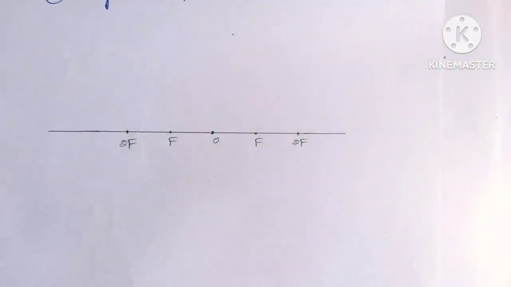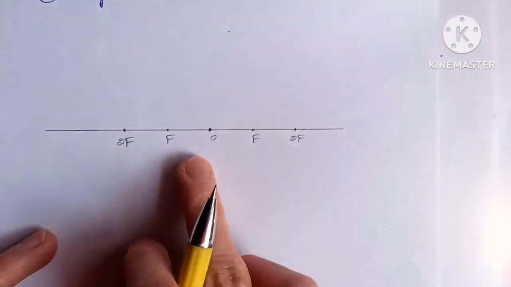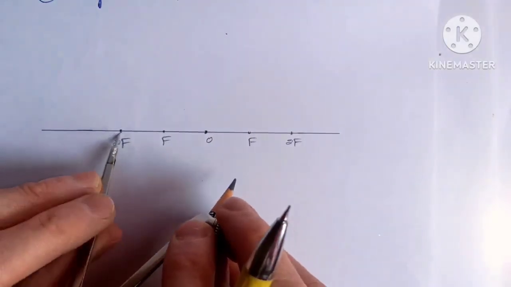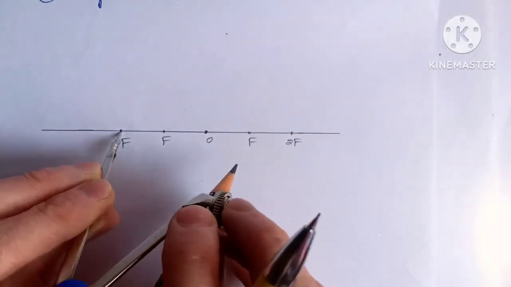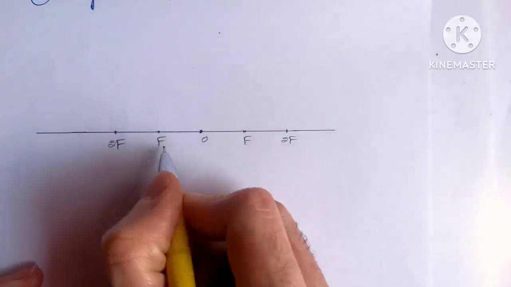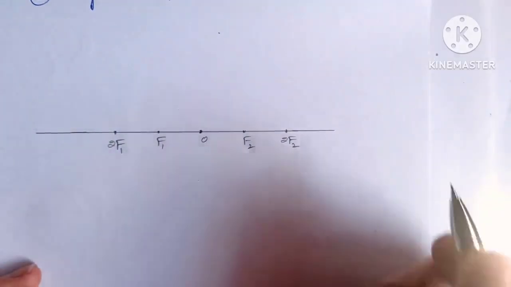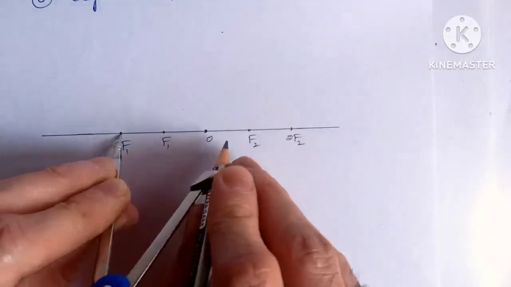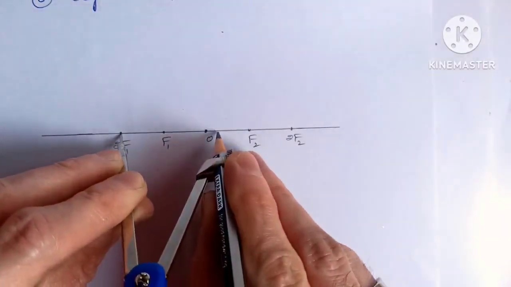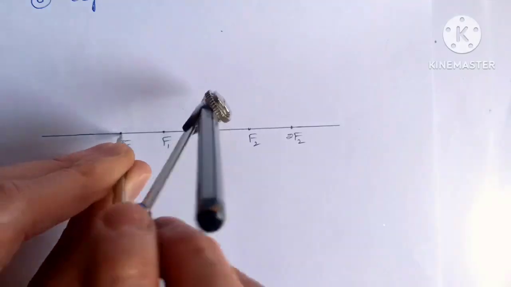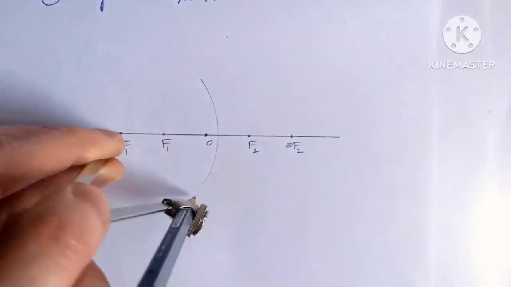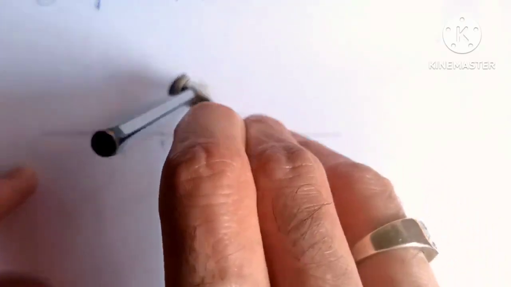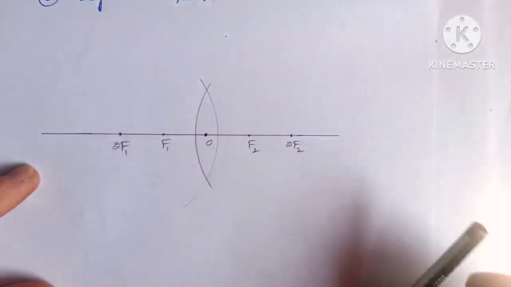So I hope you have drawn the principal axis. This line we call the principal axis. Now take the compasses. See where I am keeping the compasses. Keep the compass needle on 2f, and before that mark 1, 1, 2, 2. Now keep the needle end here and stretch up to here, a little bit beyond the optic axis. Now you put an arc like this. Now without changing the compasses, keep the needle on f2. Observe carefully and you got the shape of the lens.